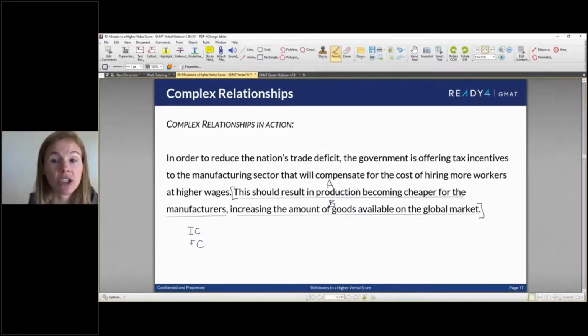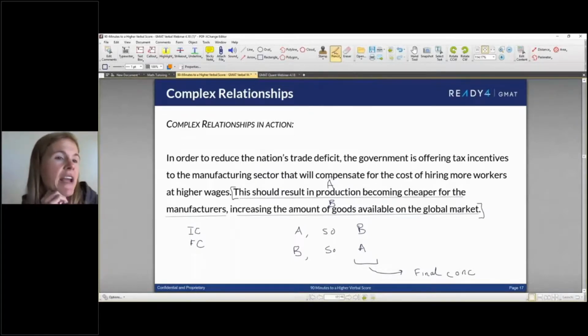Are we saying that production will become cheaper, so more goods will become available on the market? Is it A, comma, so B? Or is it B, comma, so A? Whatever is the last term here, that is your final conclusion. Which one is it? So which is the final conclusion, A or B? Yes, very nice. Yes, good, everybody. Yes, it's B, exactly.